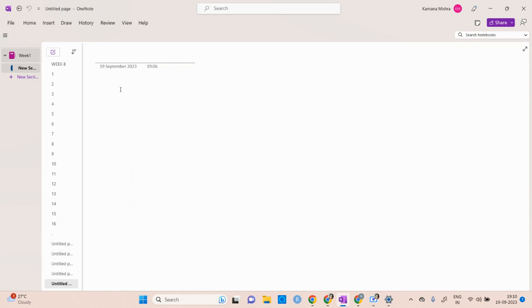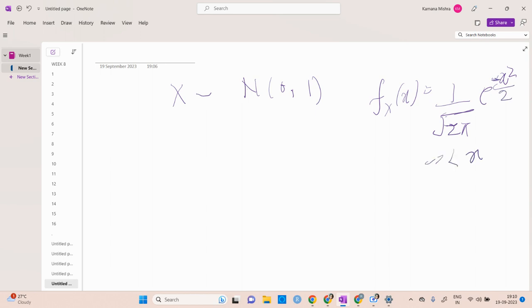In the last class, I went through how to do this transformation. Have you gone through the lecture I have given? Because that one is very important. Maybe I can give you a little idea of that so that you can understand how the chi-square distribution works. Let's say x follows N(0,1), and f_X(x) is given as 1 upon root 2 pi, e to the power minus x squared upon 2, where x is between minus infinity and infinity.